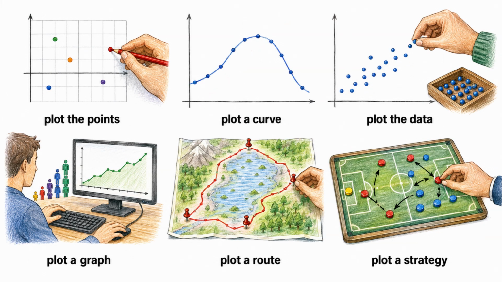Use each ordered pair to plot the points on the coordinate grid. Plot many nearby coordinates to plot a curve smoothly. The analyst will plot the data on a scatter diagram to reveal any correlation.